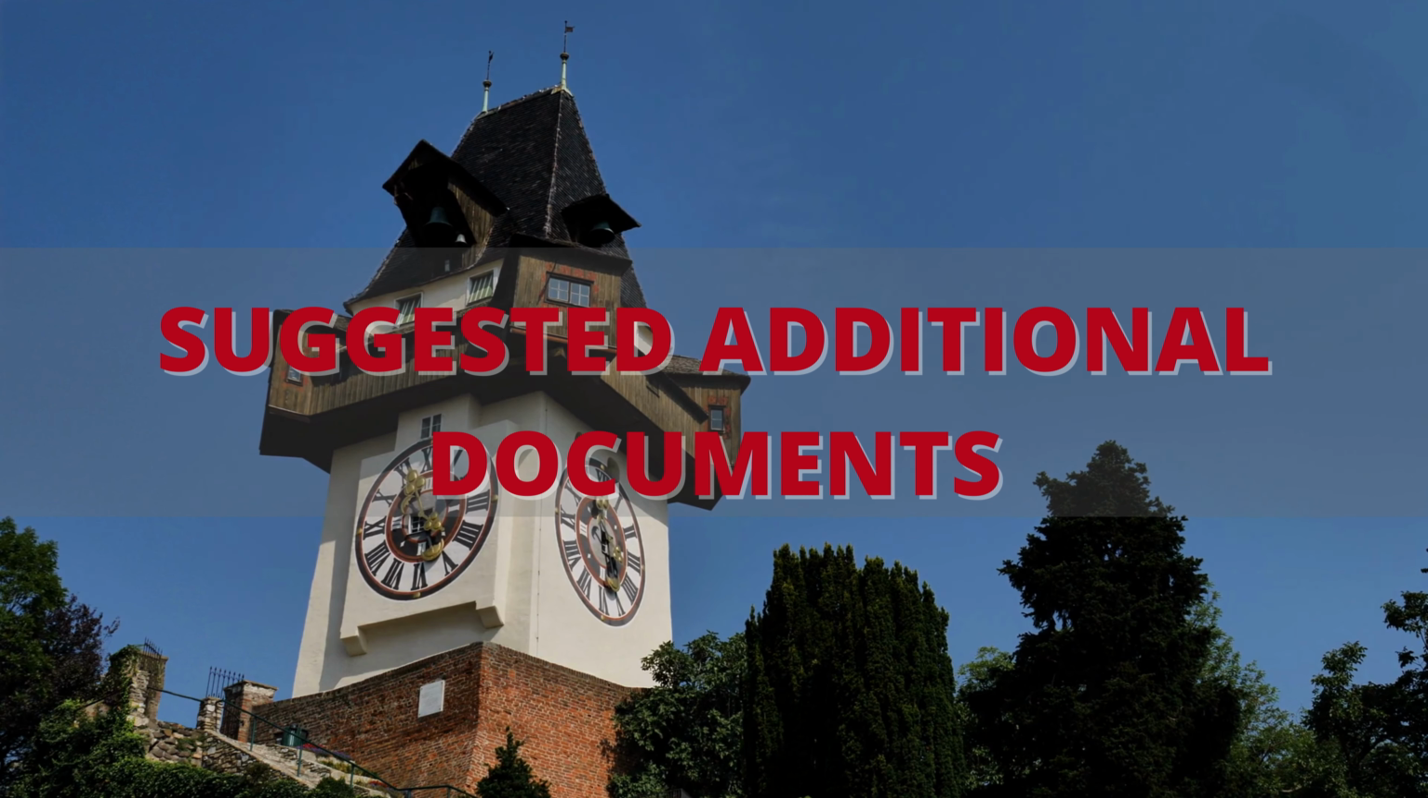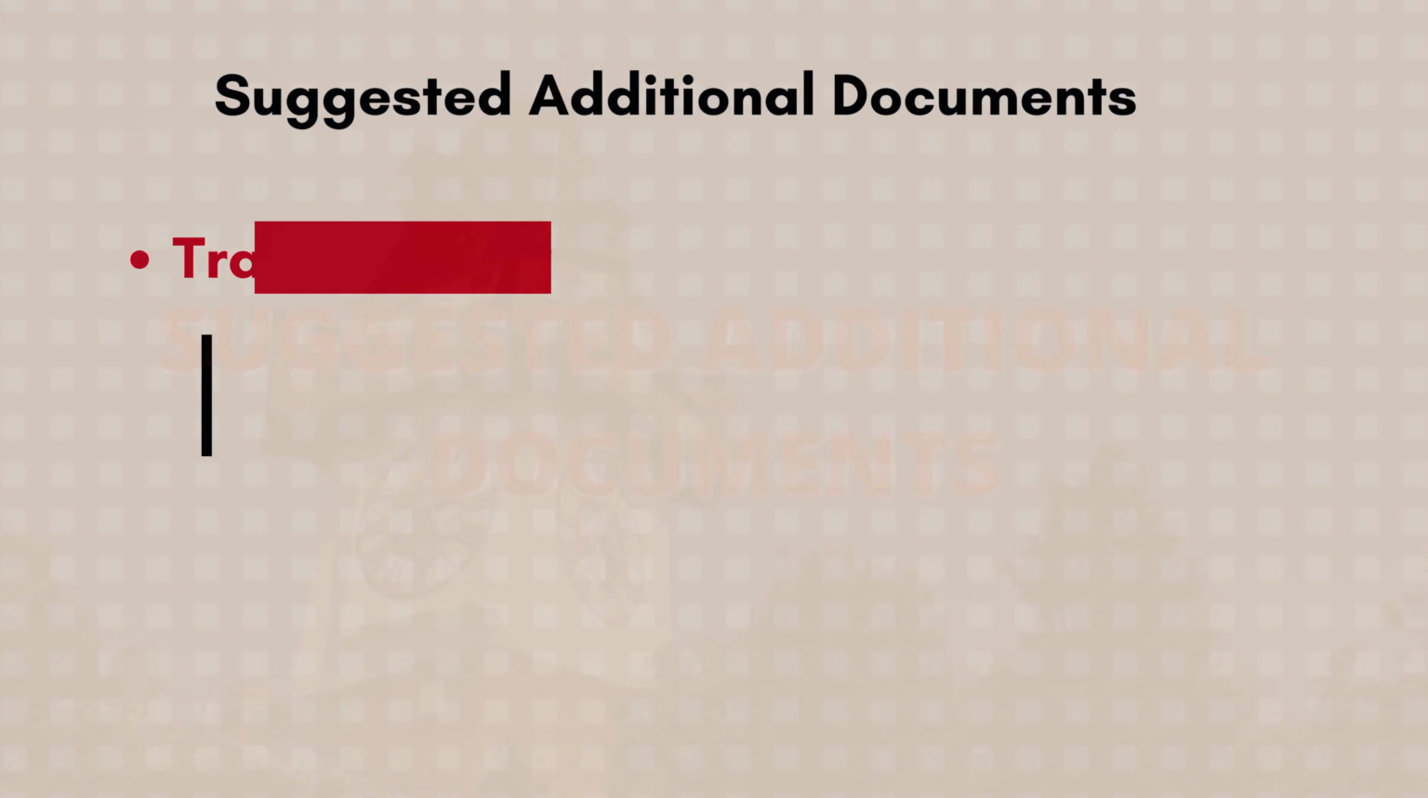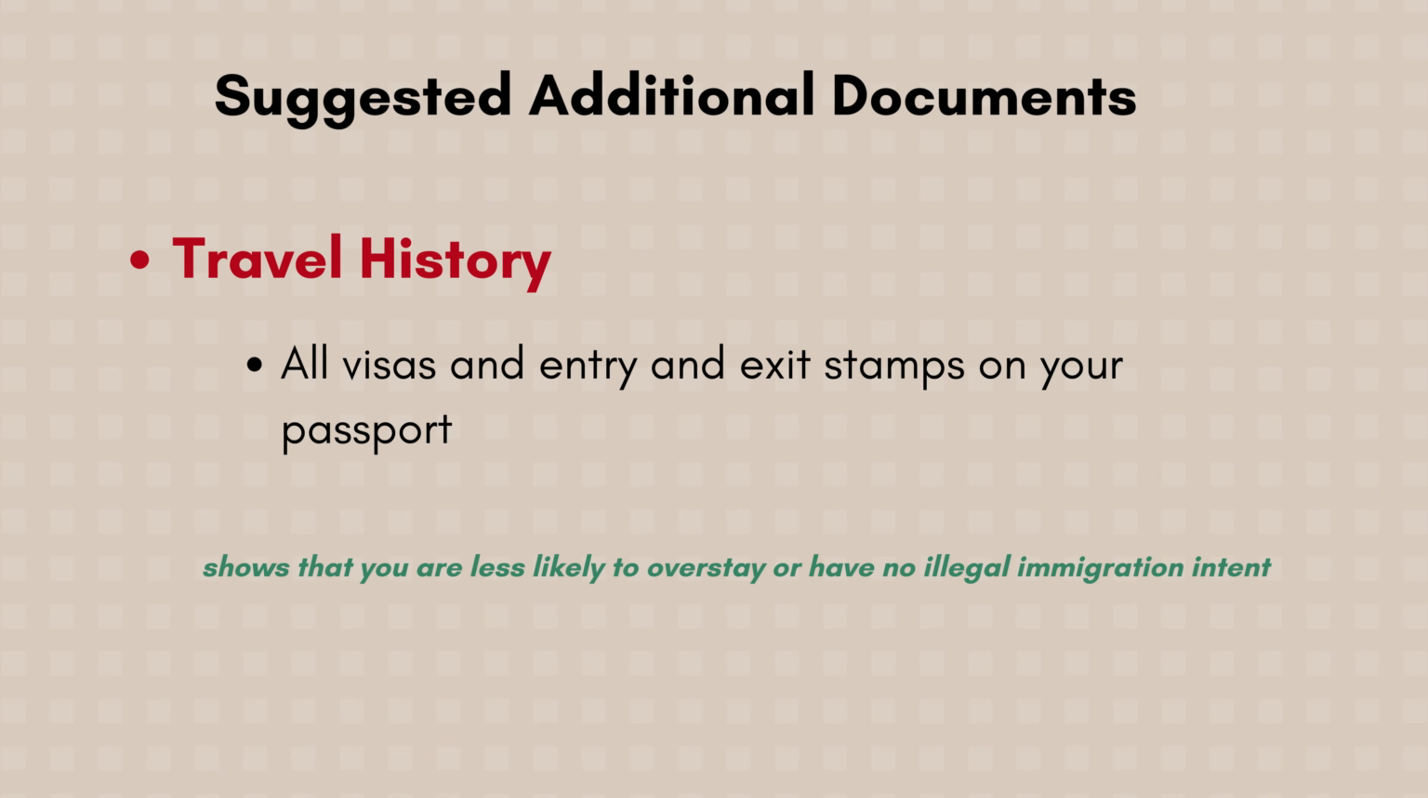So here are some of the suggested additional documents that you can include with your application. Number 1 would be the travel history. If you already have travel history or previous travels abroad, then include a copy of all the visas and entry-exit stamps on your passport. Why should you include that? Your travel history shows that you are less likely to overstay or that you have no illegal immigration intent.